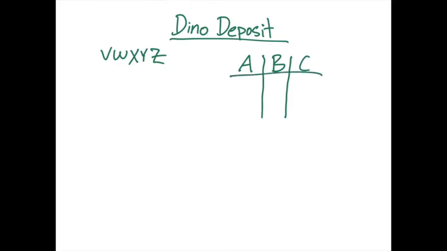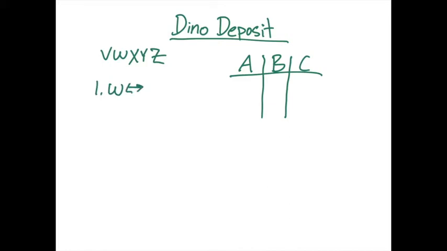So now we're going to solve Dino Deposit. We've been told that 5 velociraptors, V, W, X, Y, and Z, are going to go into one of 3 museums, A, B, or C. So we're going to set up our groups as A, B, or C, and then move on to our rules.